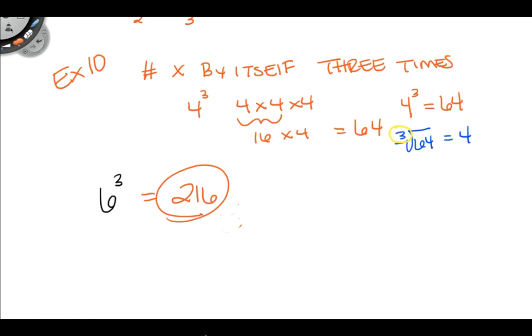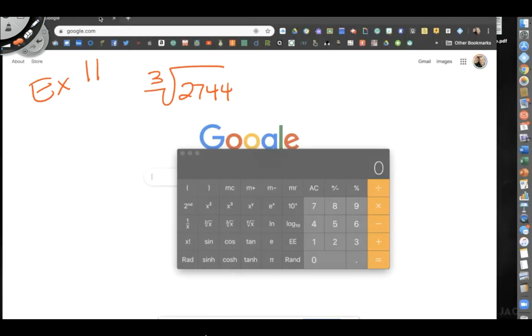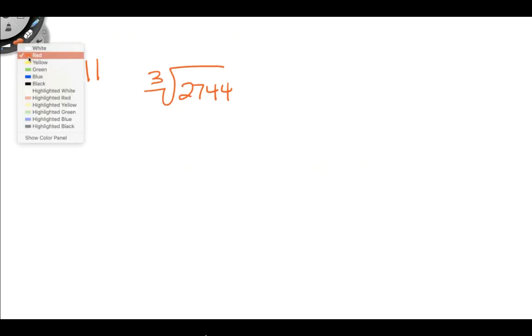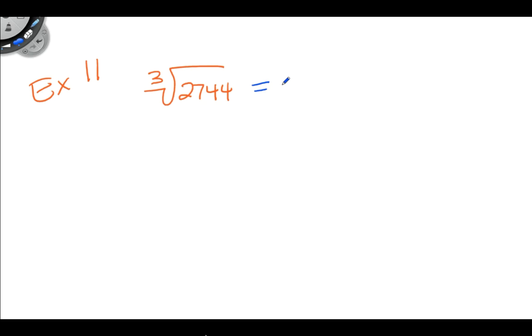So now let's go in the other direction. For example 11, what if I took the cube root of 2,744? And you're probably thinking, holy cow, that's big. All right, well, let's do this. 2744, and this time I'm going to hit the cube root. And my answer is 14. So when I come back to my problem here, I'm going to put equals 14. And that's your final answer there.